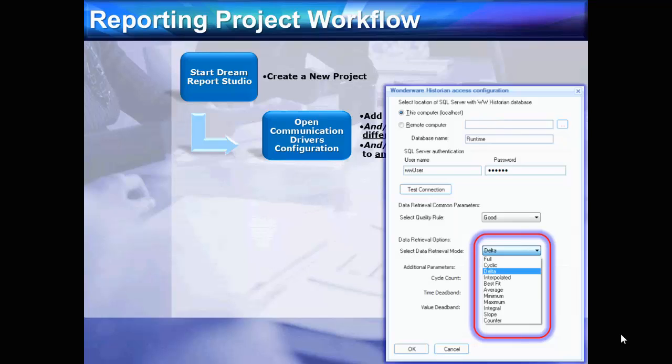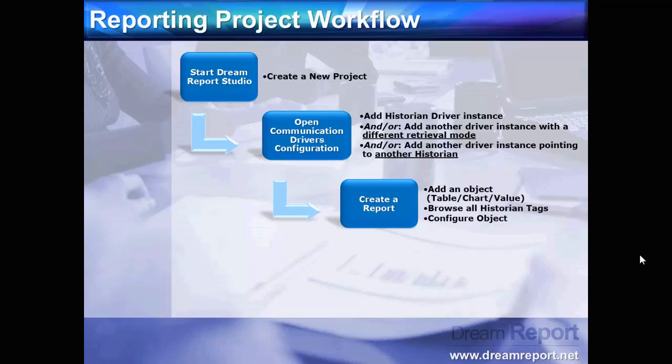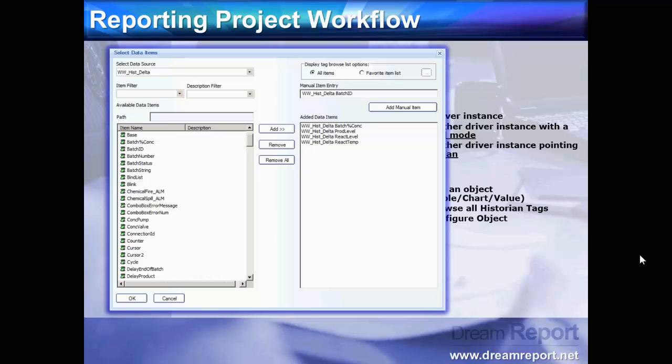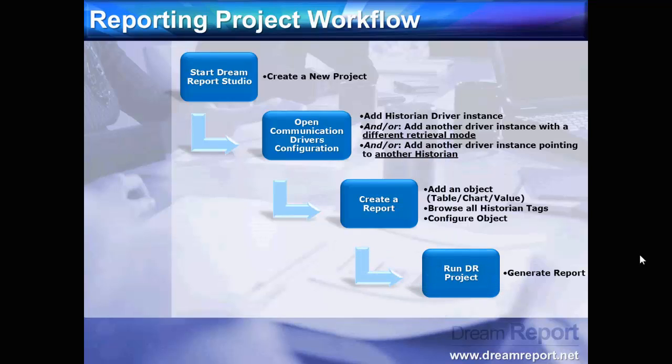In this screen capture, we'll see the various retrieval modes listed, as well as the other communication parameters for the communication driver. At this point, we're ready to create a new report. We can drop any kind of tabular, chart, or calculation object onto the report, and then browse the historian for any tags to use on the report. After configuring the object, we are ready to start Dream Report's runtime engine and generate the report.